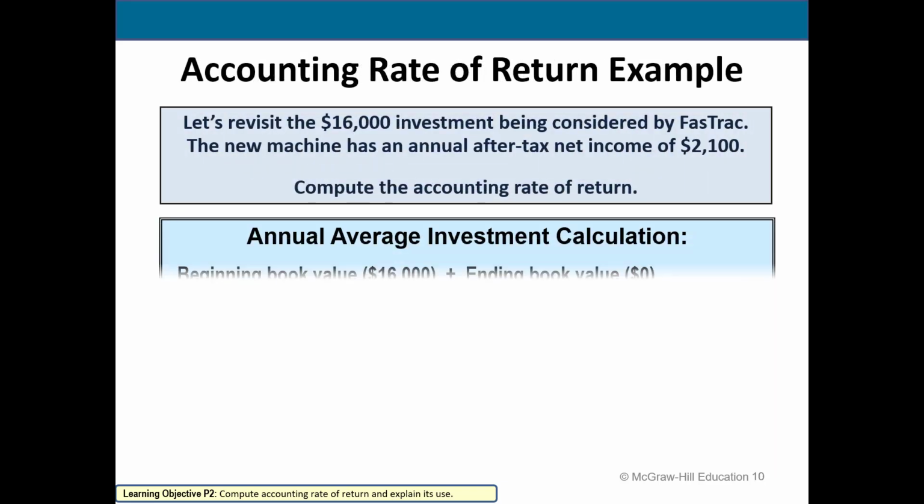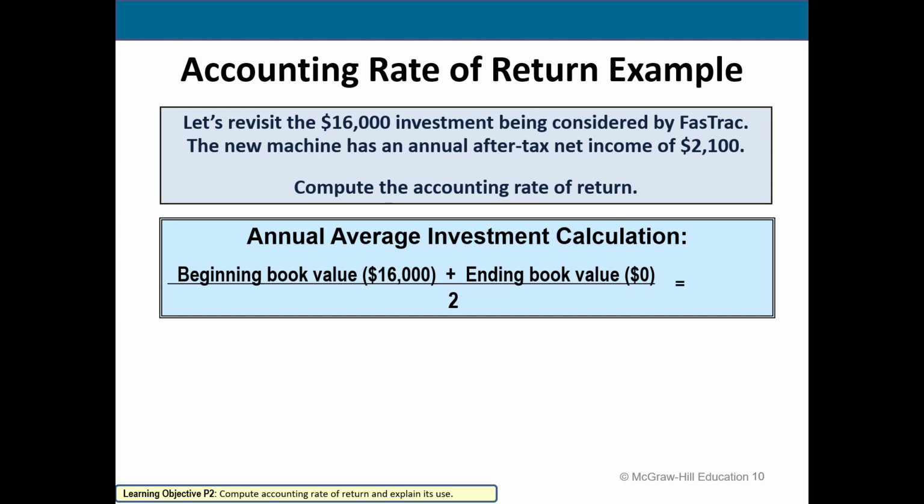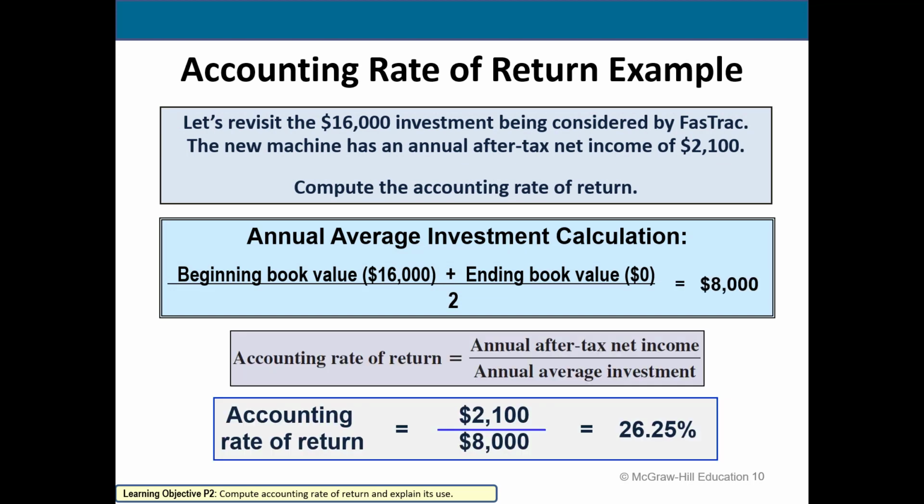Here are the example calculations. Fast Track is considering purchasing a new machine that costs $16,000 with annual after-tax net income of $2,100. To compute the annual average investment, we take the beginning book value, which is $16,000, add the ending book value, which is the salvage value, and in this case it's 0. So we take those two numbers, add them together, and divide by 2. So we're looking at an $8,000 annual average investment.